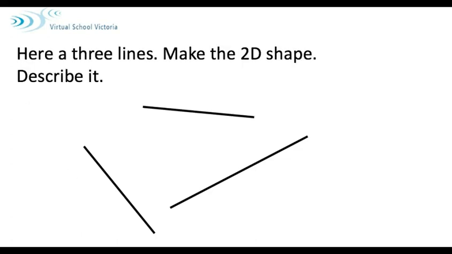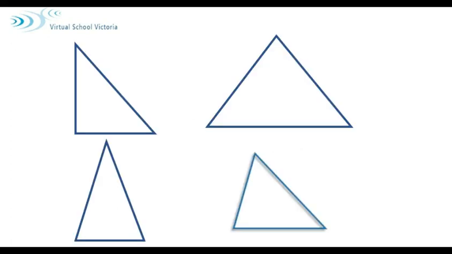Here are three lines. Make the 2D shape and use mathematical language to describe it. Did you come up with triangles? Here we're looking at four different types of triangles. The idea of a triangle, it has three sides and three angles. I wonder what these angles are called.